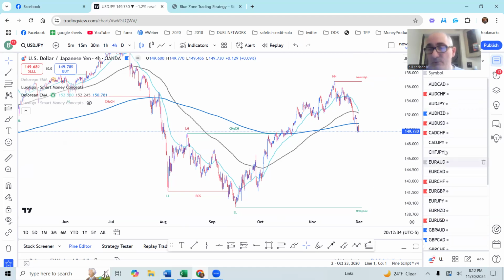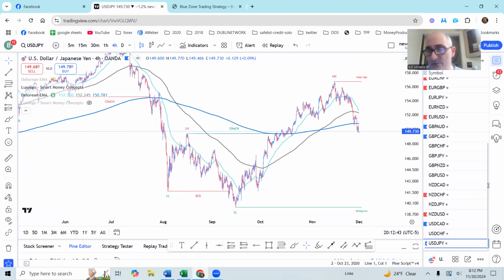So these are the pairs that we look to trade. The other pairs, the 4 hour and the daily, did not line up. So we will not look to trade those this week. We will not set any alerts for them. So let's just look at USDJPY real fast.